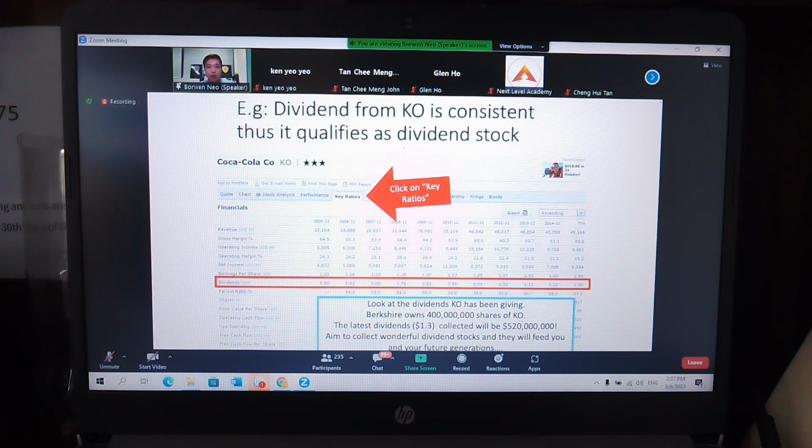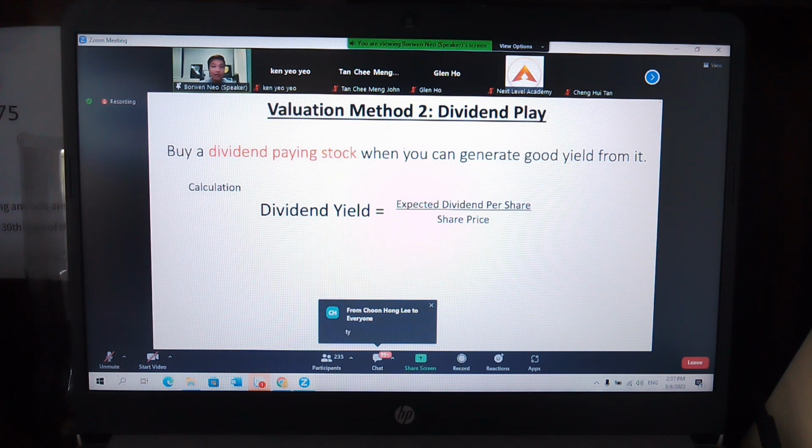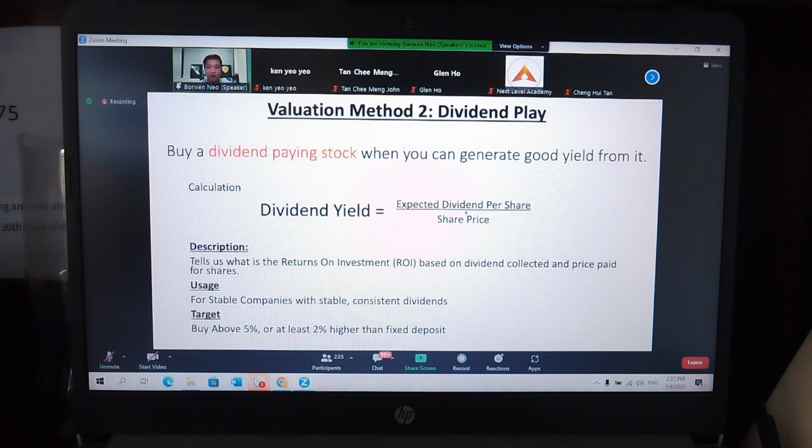Okay, so let me just move on. How do we actually look at the valuation? We calculate this thing called dividend yield. We take the dividend per share divided by the share price. So what is the dividend yield that we want to focus on? We want to buy above 5%. That means if the company's dividend yield is less than 5%, then it's overvalued. If the dividend yield is more than 5%, that means it is undervalued. All right, so I think this is very, very straightforward.